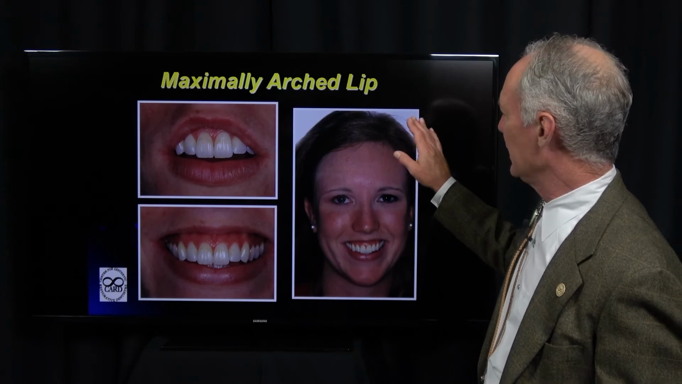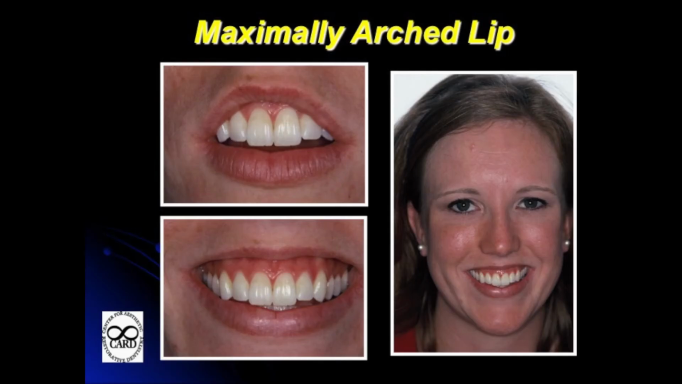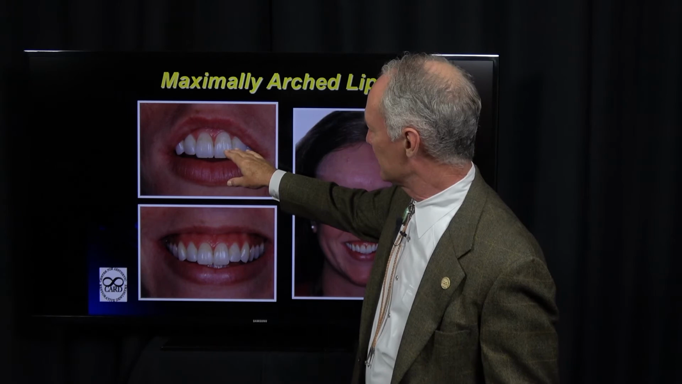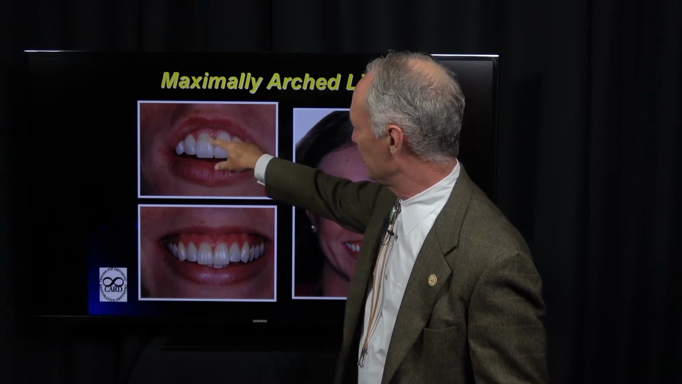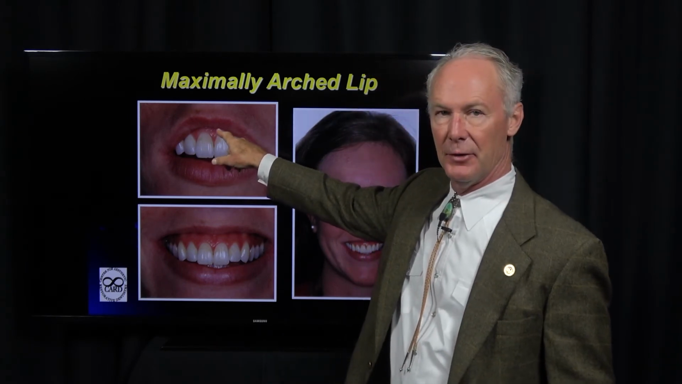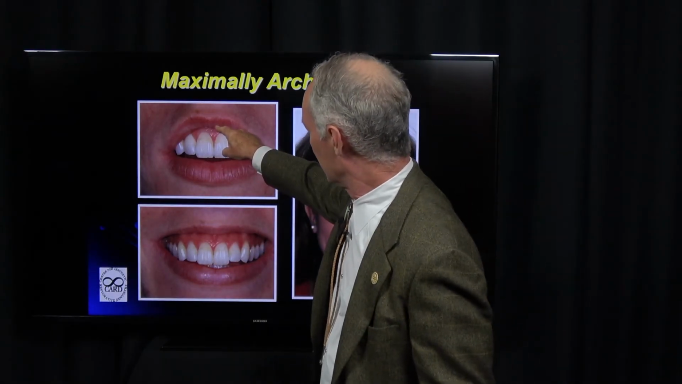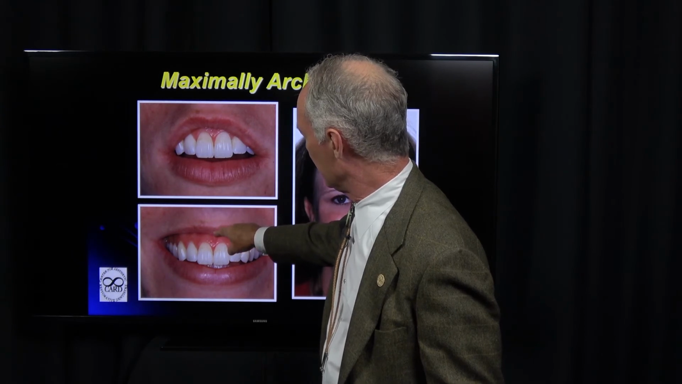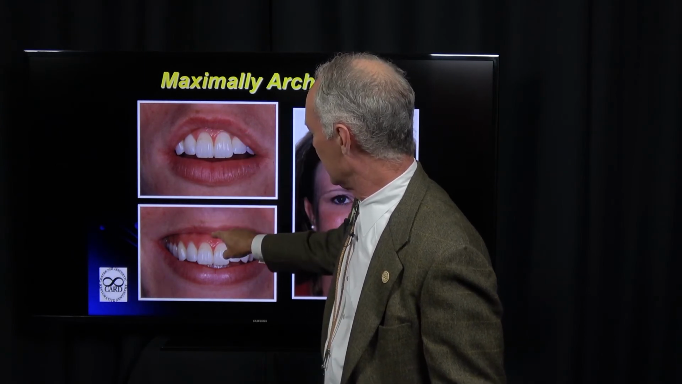This is a maximally arched lip when the lip is in repose. And I classified this maximally arched when the entire tooth is displayed when the lip is in repose, even to the point that some of the gingival tissue is displayed. Now this is not even fair when it comes to smiling, because all she's got to do is just flick the corners of her mouth and she's got this gorgeous smile. This lip is not moving but about a couple of millimeters from this position to this position in the maximally arched lip when the lip is in repose.